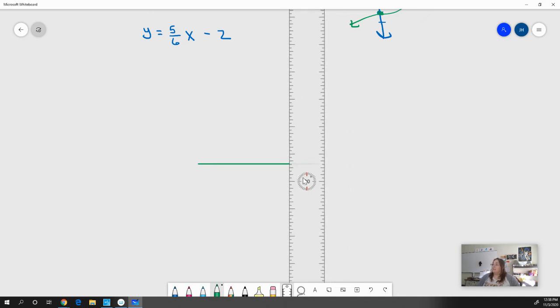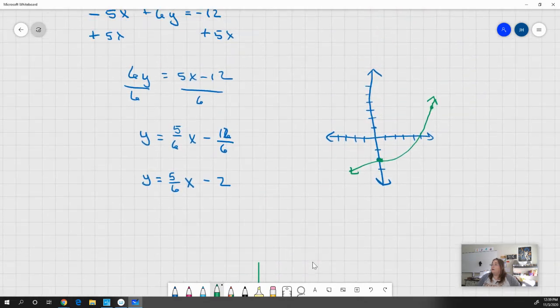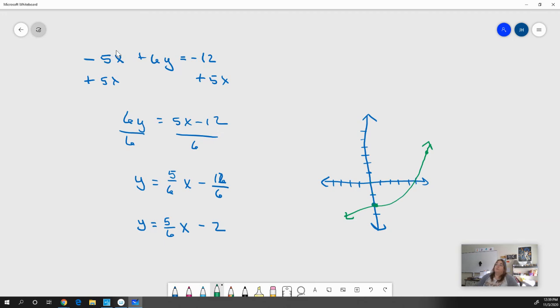Well, slope is always attached to x. It's always the coefficient of x. At least only when it's in that form, though. If you have it in standard form, up here where it's in standard form, we know the slope isn't negative 5, right? Even though that's what's attached to x. You have to have it in slope-intercept form to know what the slope is. You can't tell from up here by what's attached to x. Okay?